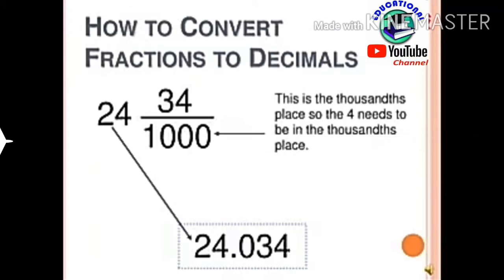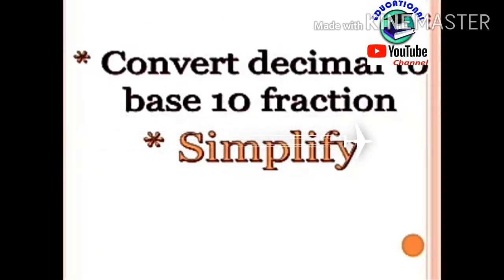Slide 9. How to convert fractions into decimals, as 24 whole 34/1000. This is the 1000th place, so 4 needs to be in the 1000th place. 24.034. Slide 10. Now we are simplifying the fractions by base 10.